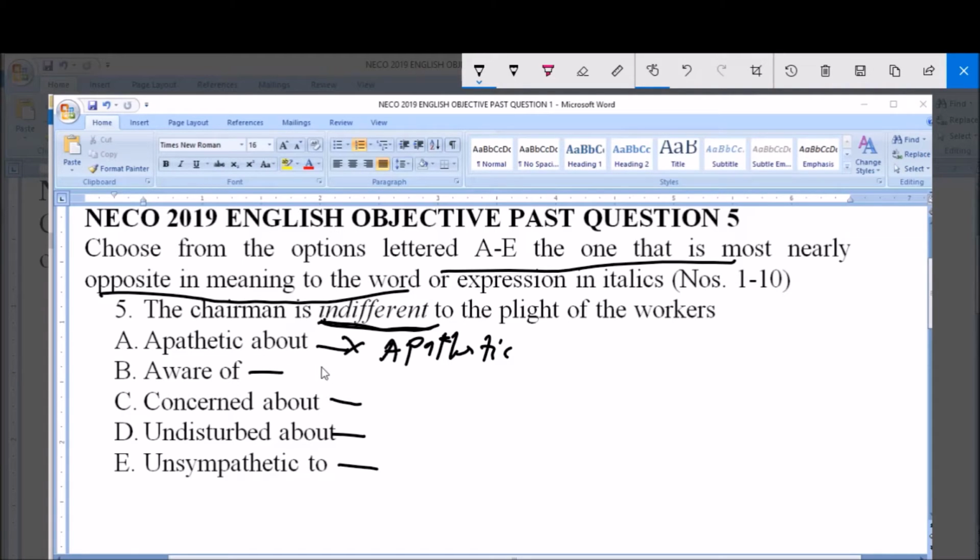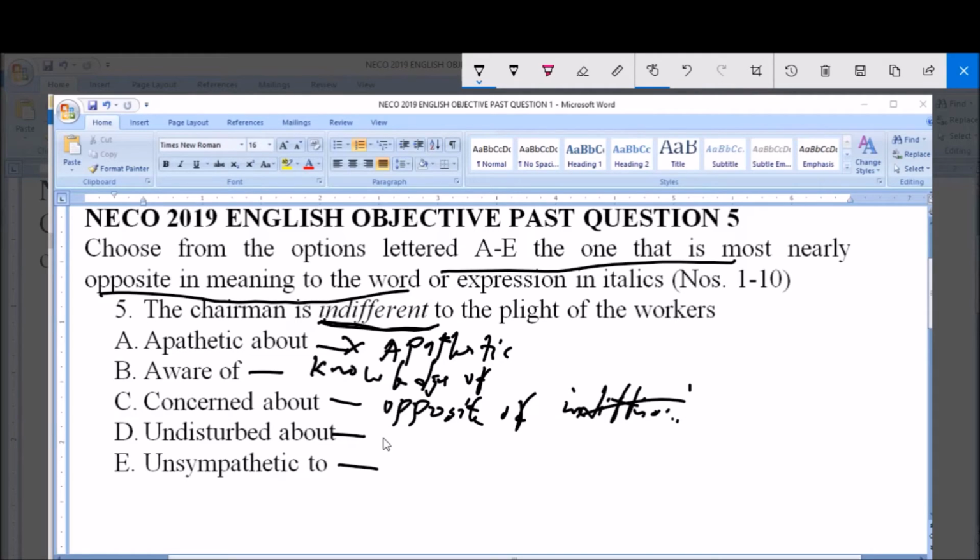Then when we say aware of, that is he has the knowledge of. Then when we say concerned about, concerned about is the opposite of indifferent. Then when we say undisturbed about, it means not concerned. When you are not concerned about something.